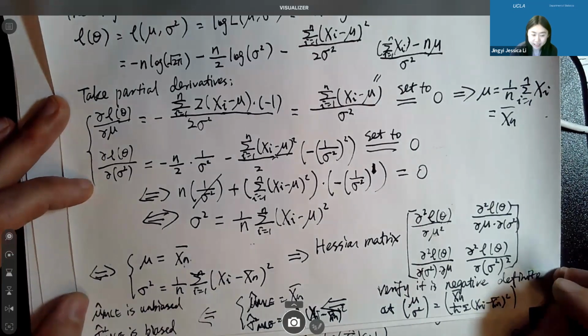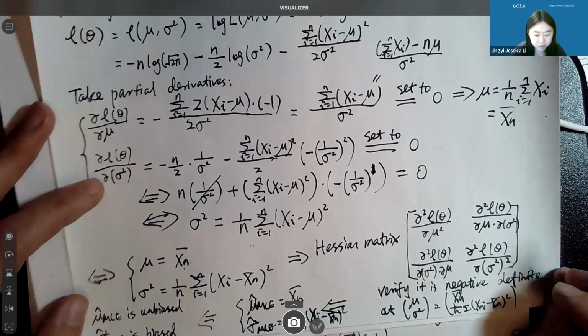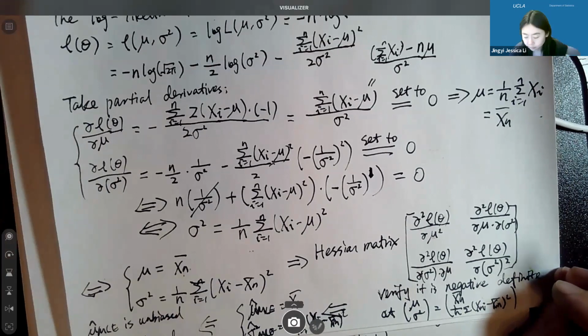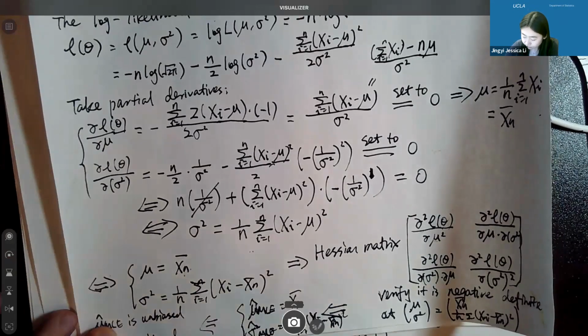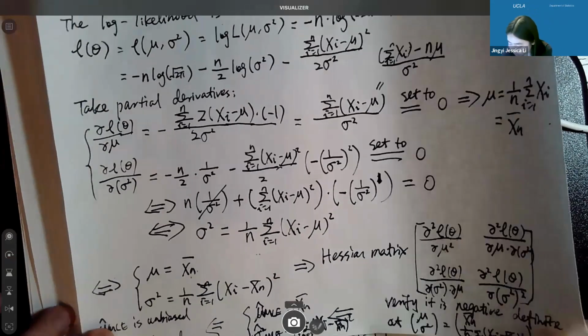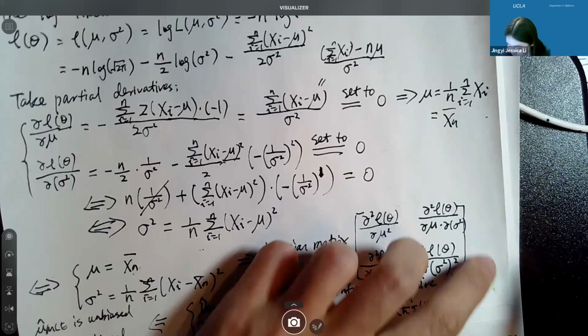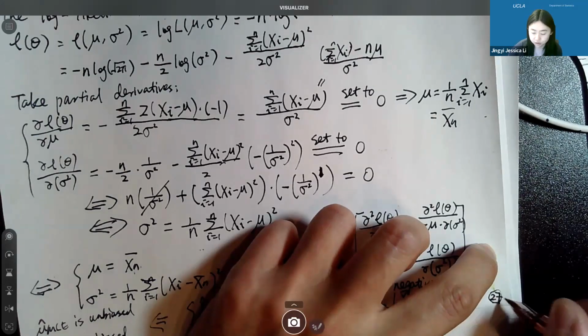So the strategy is the same. Take the log likelihood differentiation. But once we have more than one parameter, it's a little complicated. Okay, so before we conclude, I'm going to show you a third example for which we don't take differentiation, but we still want to find the maximizer.